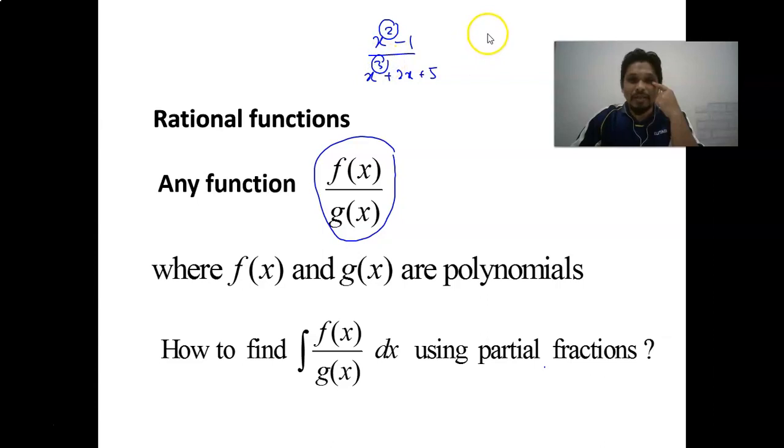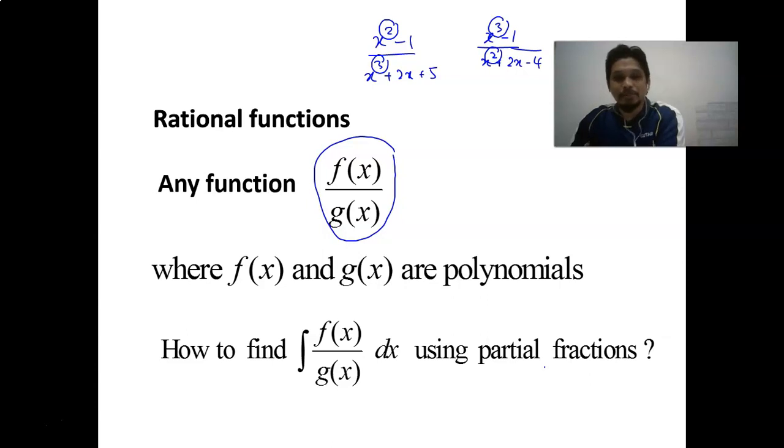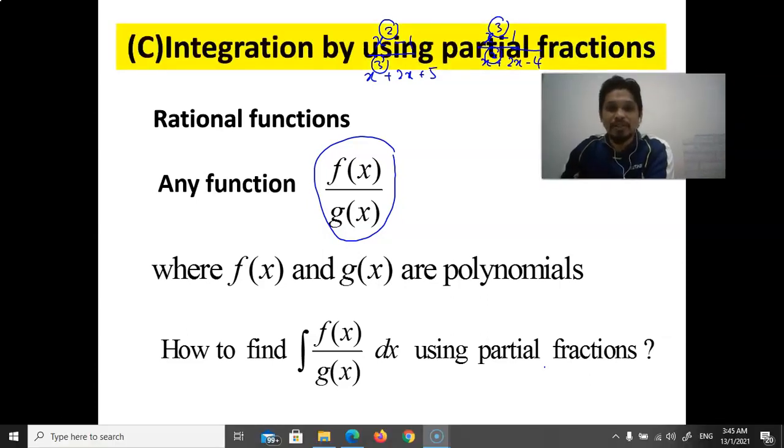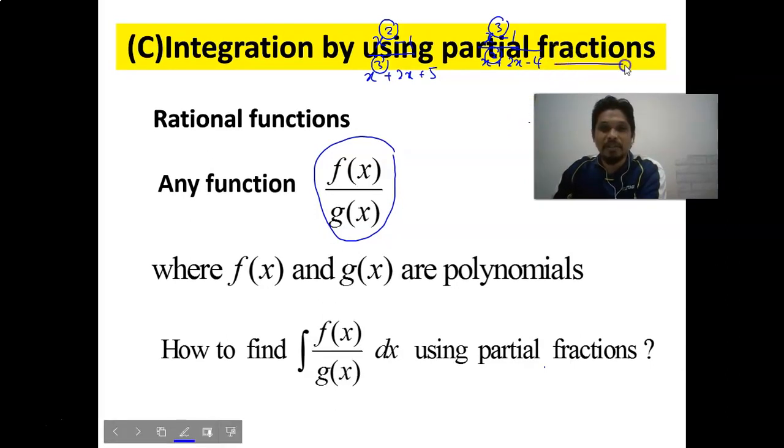And if x cubed minus 1 divided by x squared plus 2x minus 4, where the degree of x in the numerator is greater than in the denominator, what do we need to do to make it a rational function? Okay, integration by using partial fractions. It's a fraction here. It's all fractions here.